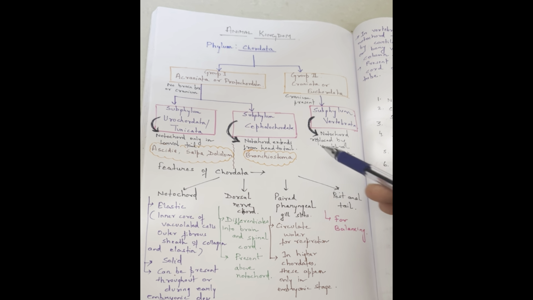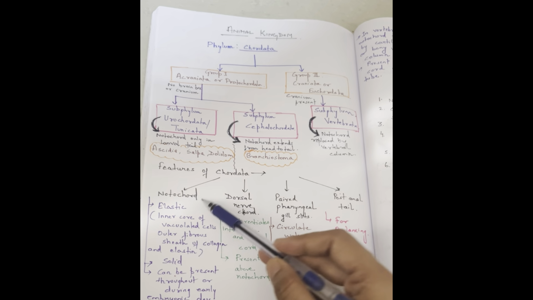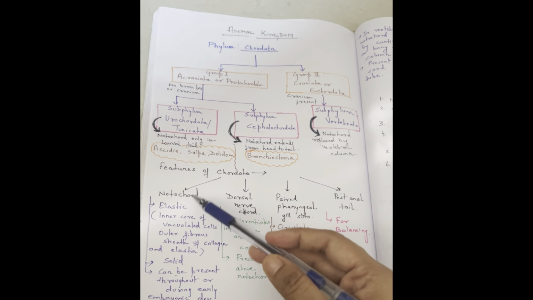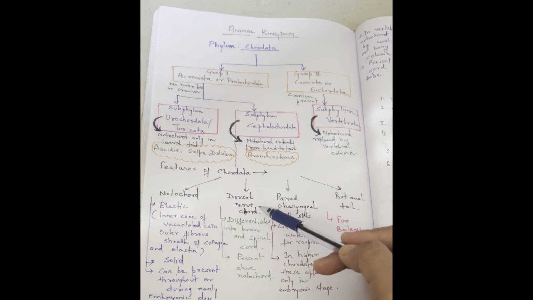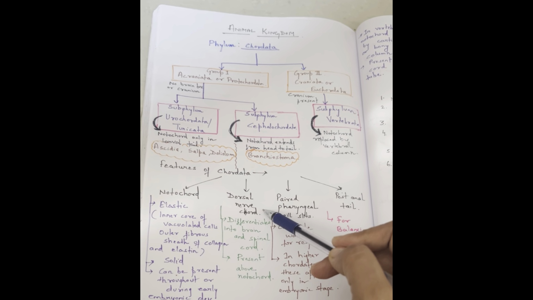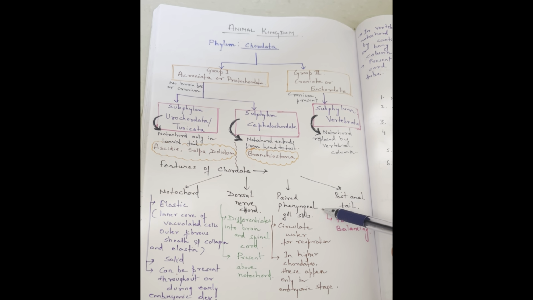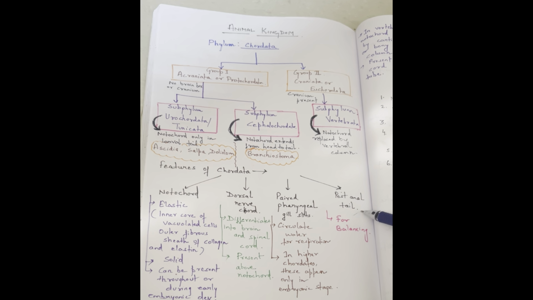Now we will be discussing the general features of chordates. So these are the general features. Four features are very important. Number 1 is the presence of notochord, then the presence of dorsal nerve cord, then the presence of pharyngeal gill slits, and the presence of post-anal tail.